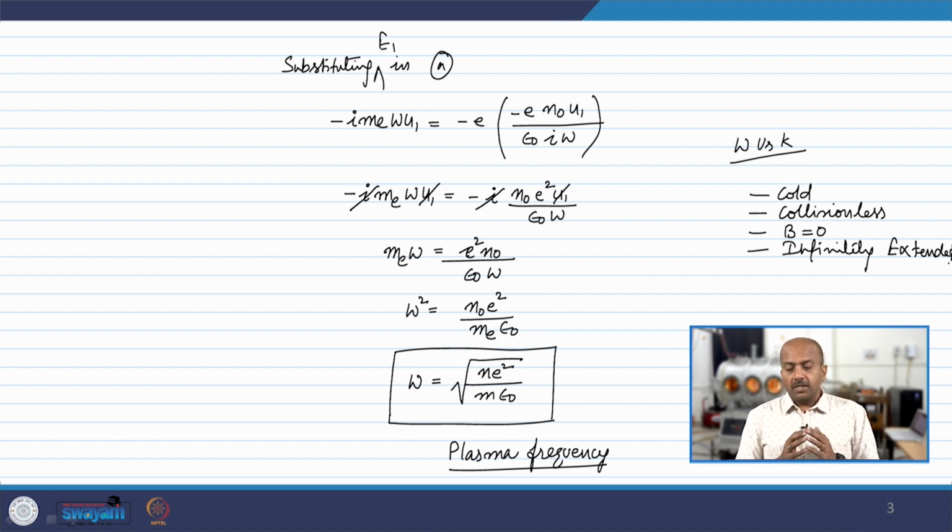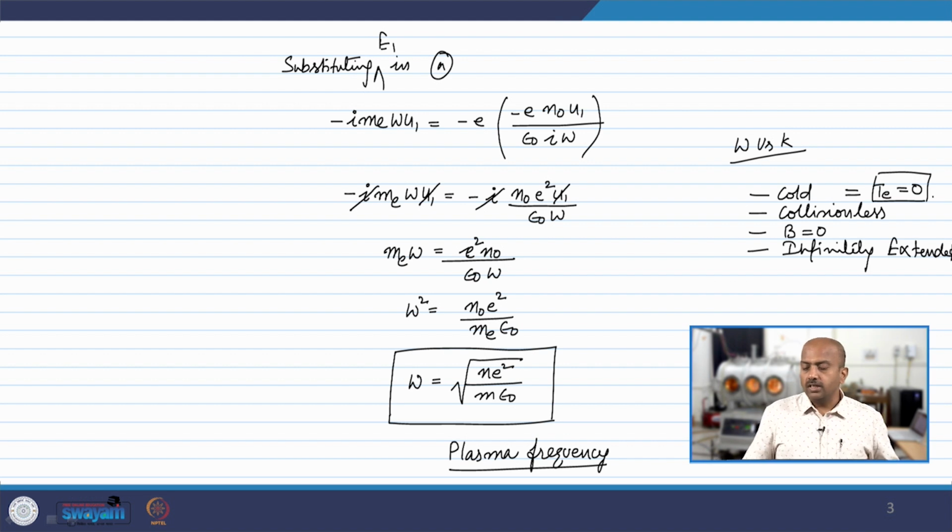When you say the plasma is cold, you are imposing the fact that the temperature of the electron is 0. So, there is no energy associated with the electron which will make it move from one point to another, or there is no thermal energy available to the electron.